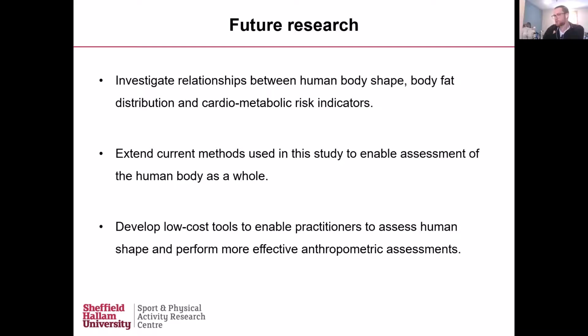And the hope is in future, can we develop low-cost tools which enable practitioners to extract this same shape information, but not be reliant on high-cost, high-accuracy 3D scanners, but can we use 3D smartphone-based camera apps? Can we develop a new manual tool that can extract the same shape information? That's where we want to get to in the future to enable this kind of analysis to be rolled out on large population-based scale.